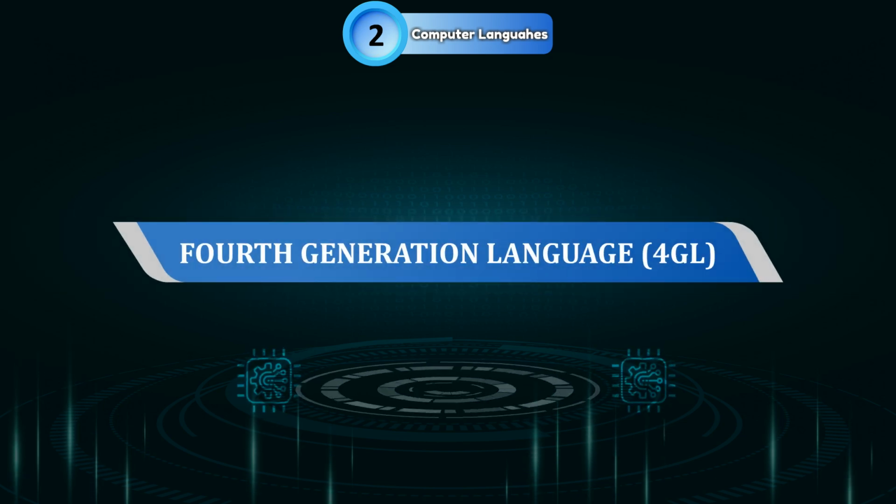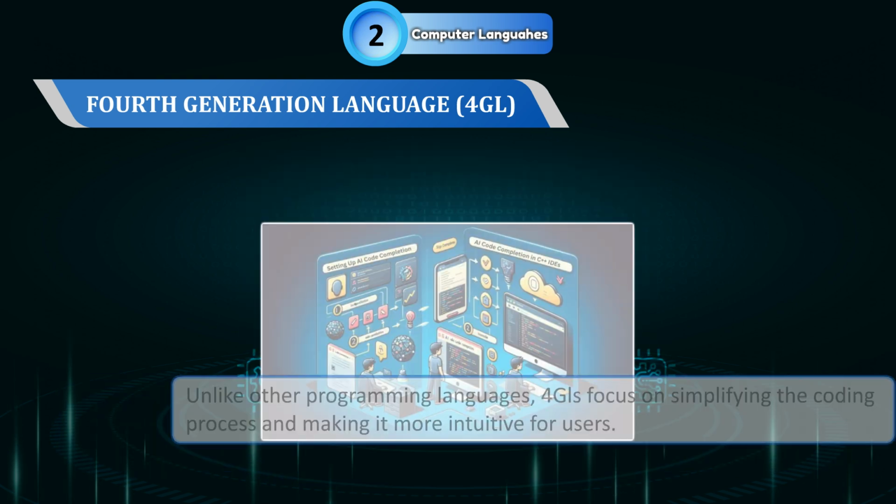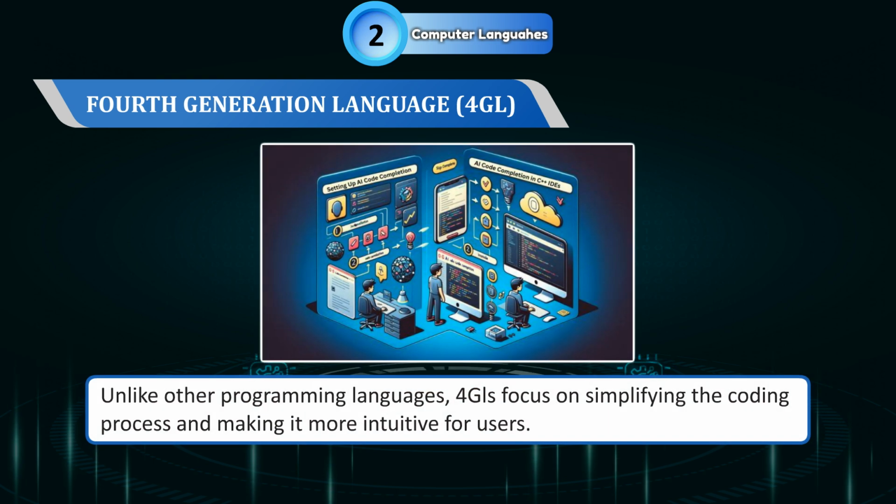Fourth generation language, 4GL. Fourth generation languages, 4GLs, are very advanced, high-level programming languages that closely resemble human languages, making them easier to understand and use. Unlike other programming languages, 4GLs focus on simplifying the coding process and making it more intuitive for users.